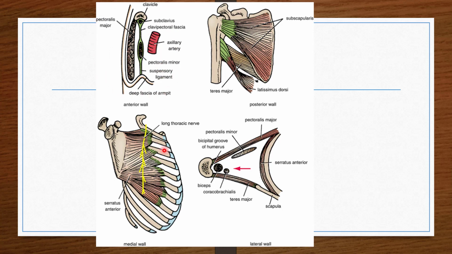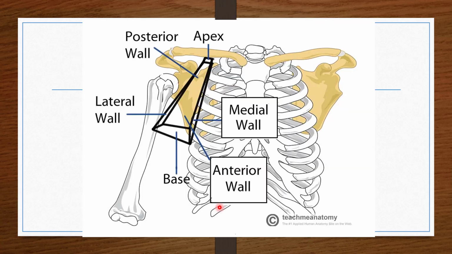This is the medial wall of the axilla, upper 4 or 5 ribs along with the serratus anterior muscle, which is forming the medial wall of the axilla. And this is the lateral wall of the axilla, which is showing the intertubercular sulcus or the bicipital groove of the humerus, on which two muscles are attached, which are biceps brachii and coracobrachialis muscle. So this is the lateral wall of the axilla.